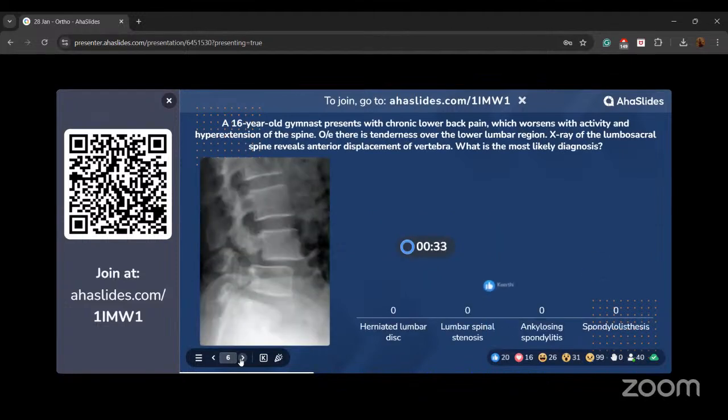A 16-year-old presents with chronic lower back pain, which worsens with activity and hyperextension of the spine. So on examination, there is tenderness over the lower lumbar region. X-ray of the lumbosacral spine reveals anterior displacement of the vertebra. What is the most likely diagnosis? Think, seeing the image, you'll get the answer easily.